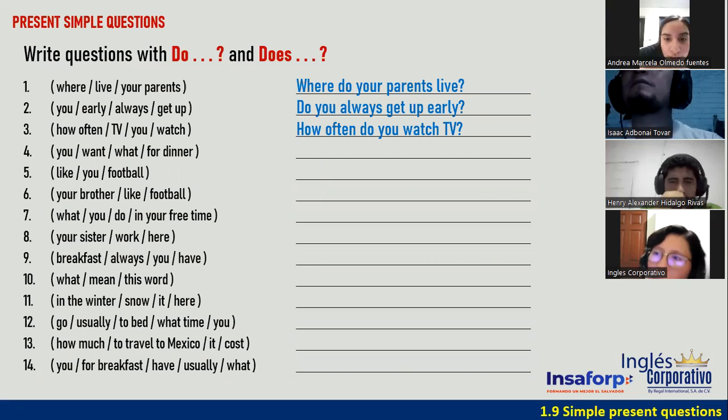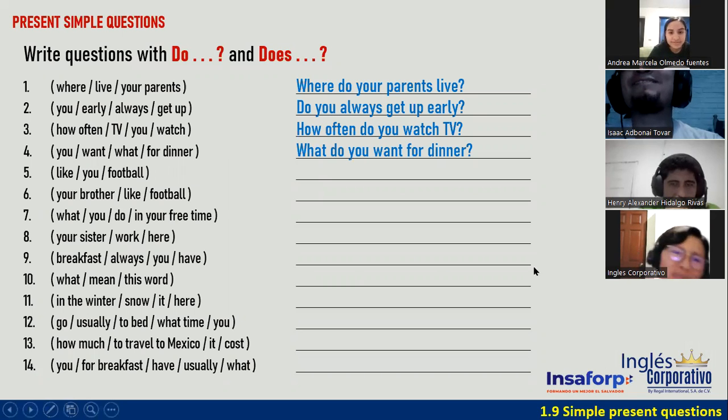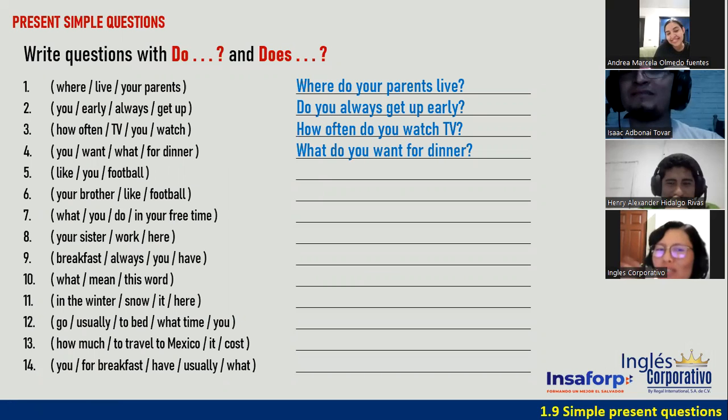What do you want for dinner? Okay, very good. What do you want for dinner? Ay, qué bonita pregunta, right? What do you want for dinner? Oh, and then you can tell your significant other, ¿verdad? What you want for dinner, okay?